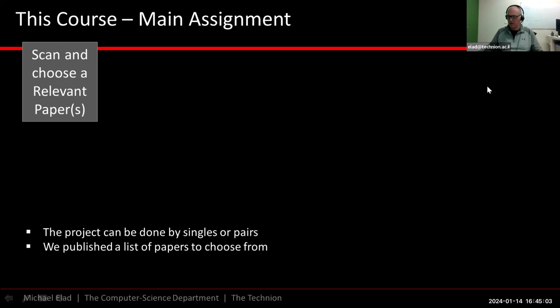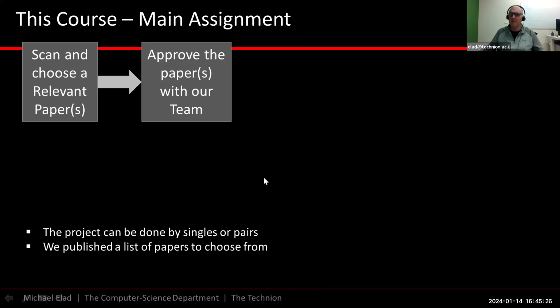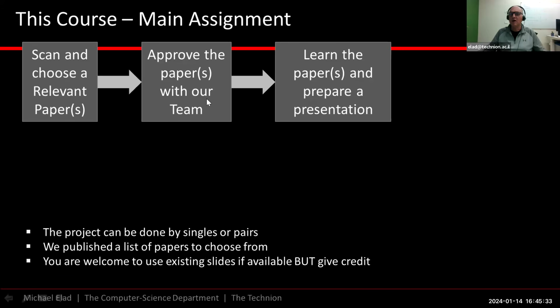Now, let's talk about your projects. I'm talking about those of you who are formally enlisted to this course. You're supposed to choose a paper. You can work in pairs or singles, not triplets. And you're supposed to choose a paper either within a list of papers that we are providing you or from outside, anything that you find that might be relevant, as long as you approve it with Noam and myself. So you cannot just choose the paper, you have to approve it with Noam and me. And once it is approved, read it carefully, learn it, and prepare a presentation on it.